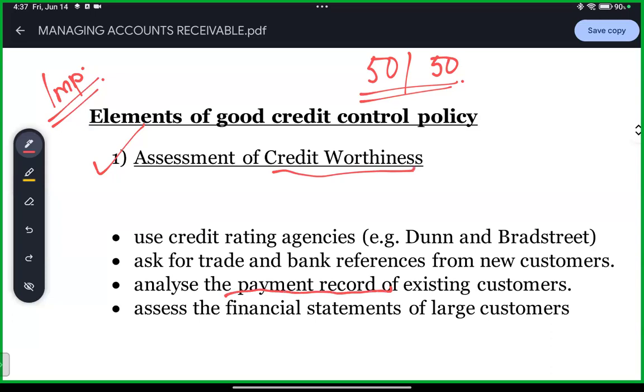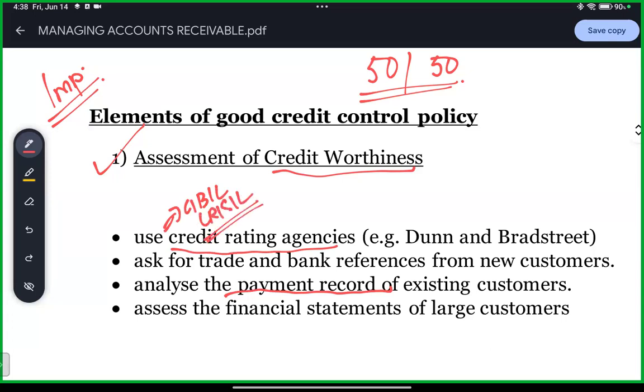But how can you evaluate the credit worthiness of new customers? They are new to us, so there is a lot of risk. We are unfamiliar with them. So you can reach out to credit rating agencies. There are n number of credit rating agencies. As Indians, you might be familiar with CIBIL, CRISIL.